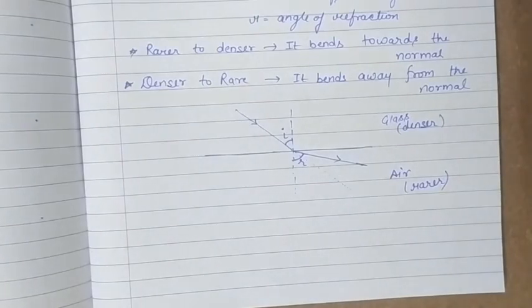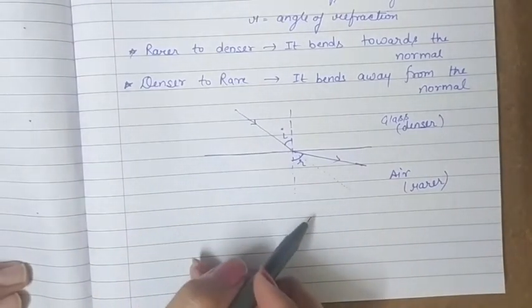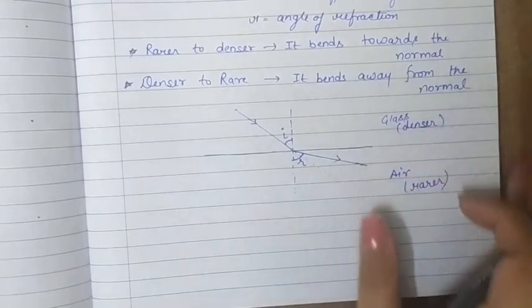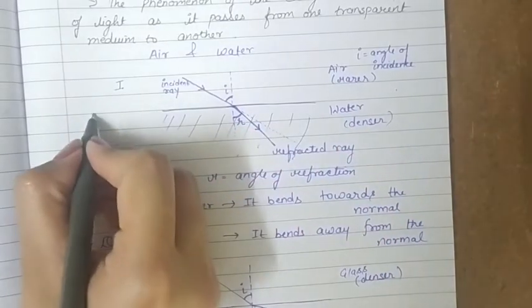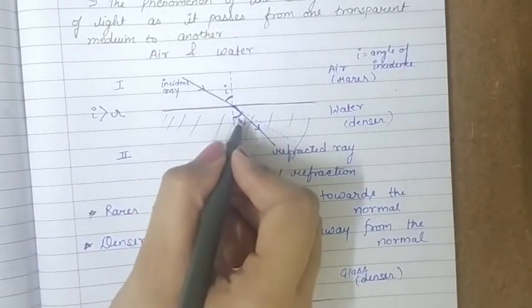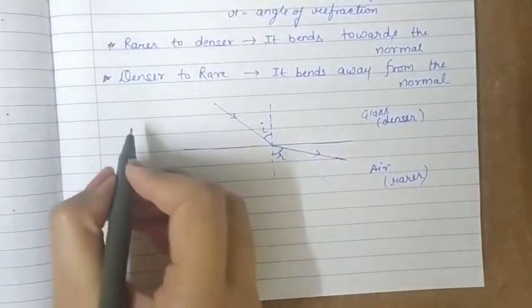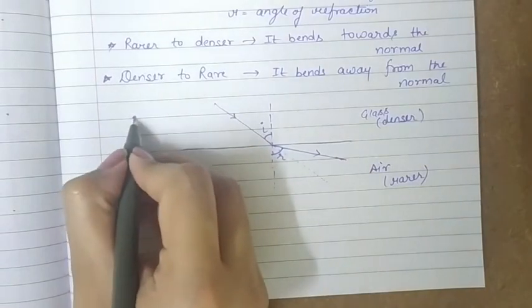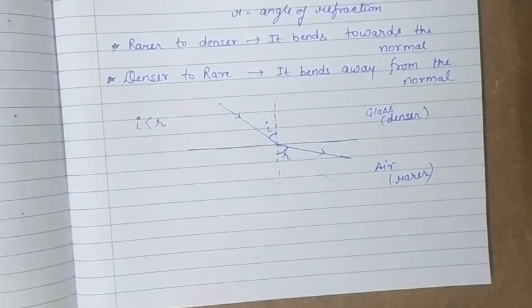So this is called refraction while light is passing from denser to rarer medium. In the first case, where light passes from rare to denser, angle of incidence is more than angle of refraction. This angle was more and this was less. While in the second case, where light passes from denser to rarer medium, angle of incidence is less than angle of refraction. These are the two cases.